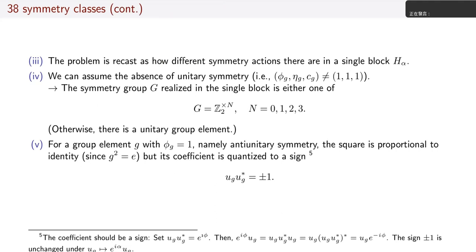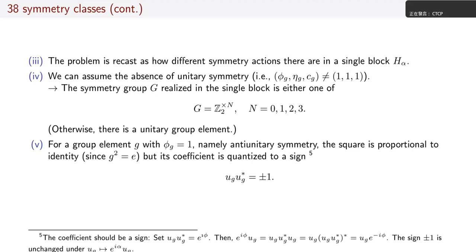Okay, so the third point is that the problem is how many different symmetry actions there are in a single block H alpha. Also, because we can assume the absence of unitary symmetry, the symmetry group can be constrained. The absence of unitary symmetry is a strong constraint on the possible symmetry group G acting on the one reduced block H alpha.